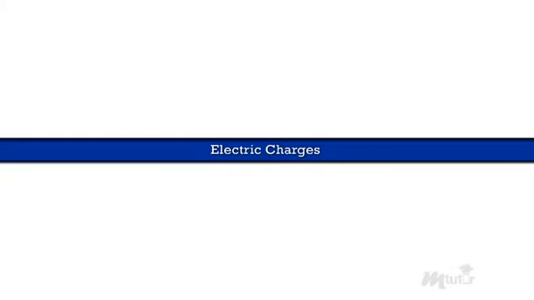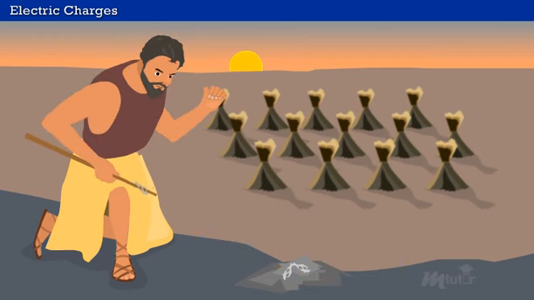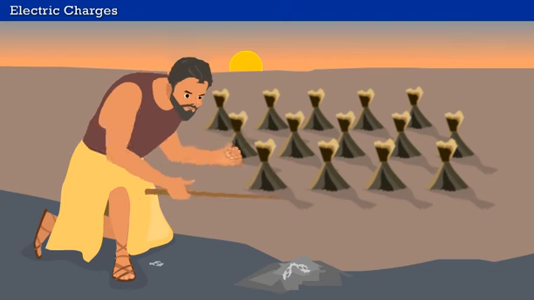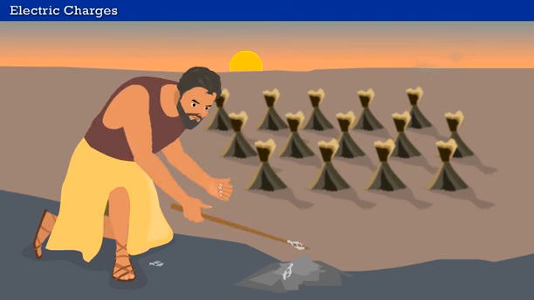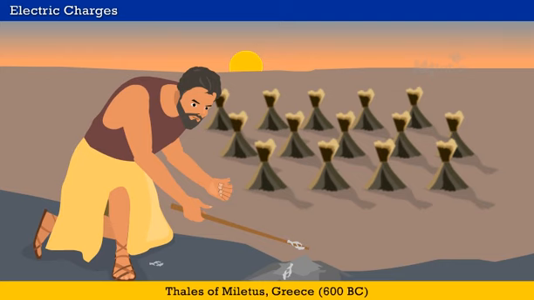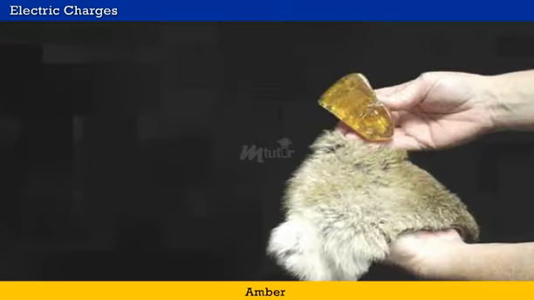Electric charges. Historically, the credit of discovery of the fact that amber rubbed with animal fur attracts light objects, like small pieces of leaves or dust, goes to Thales of Miletus, Greece, around 600 BC. It was thought that amber had this special property of attracting lighter objects.